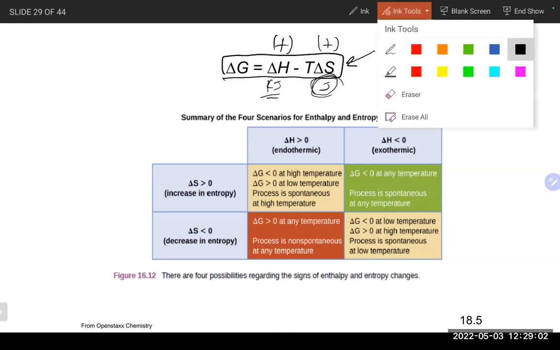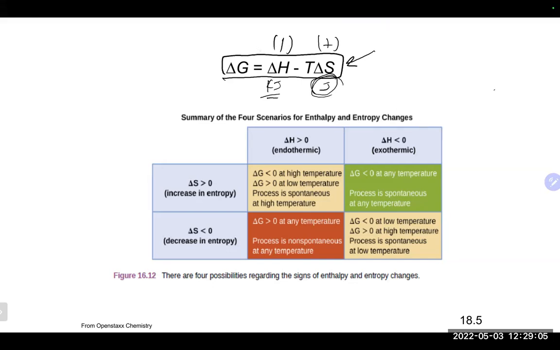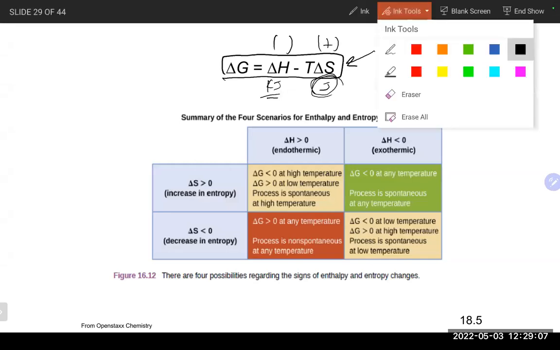If we had a negative delta H in an exothermic reaction, we'll change that one to negative.